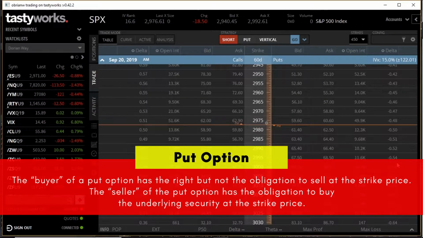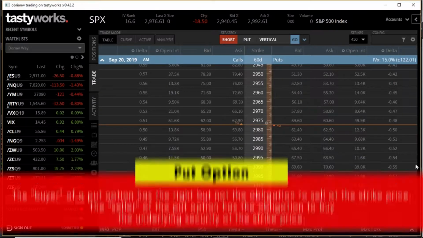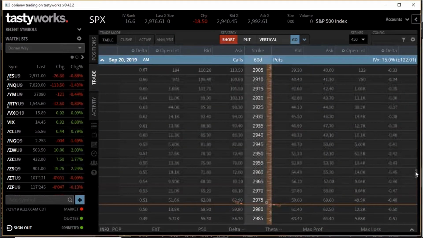The buyer of a put option has the right, but not the obligation, to sell at the strike price. All right, so the buyer of the call has the right to buy at a strike price. The buyer of a put has the right to sell at a strike price. The seller of the put has the obligation to buy at the strike price. So once again, it's just the opposite of the call.